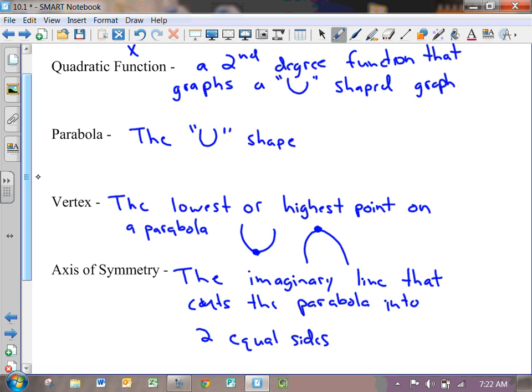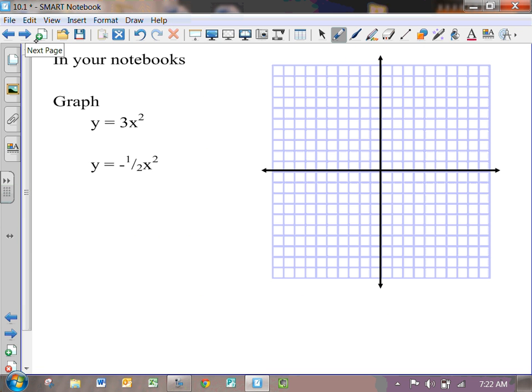All right, now you got those down. Let's keep moving on. Do a couple more of these. Let's graph a couple more so you can kind of look at what they look like. We have y equals 3x squared and y equals negative 1/2 x squared. So we're going to do two separate tables down here. We got an x and a y table for the first one.